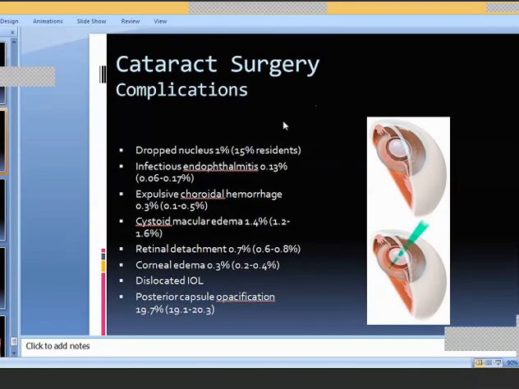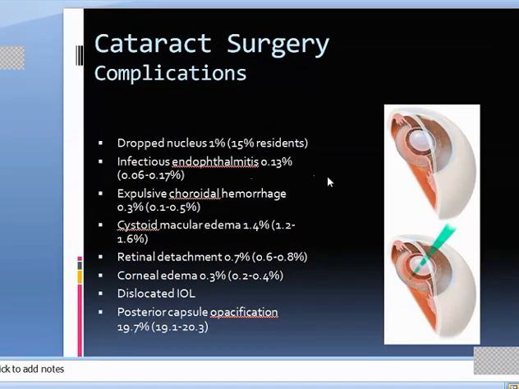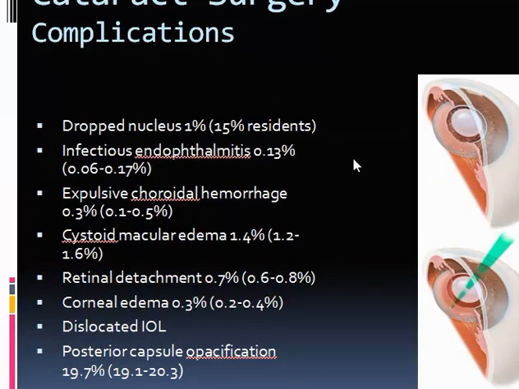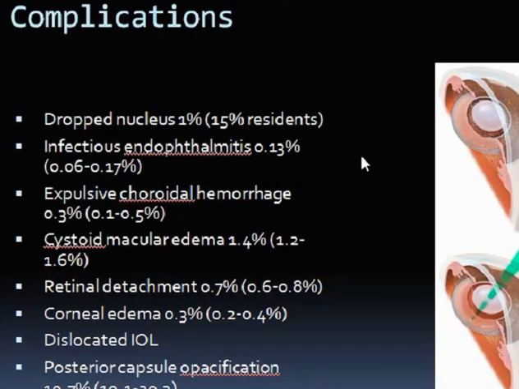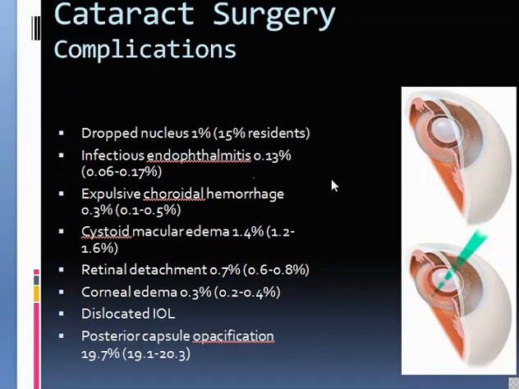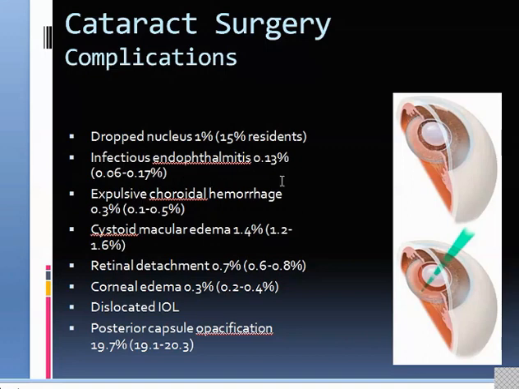And then cataract surgery, what are the complications associated with the cataract surgery? During surgery, the nucleus may be dropped, and the incidence is 1%. And there may be chances of infection when we do not take precautions. I already told you that iodine should be instilled and also a broad spectrum antibiotic should be given to alleviate any subclinical infection. Otherwise, there are chances of infectious endophthalmitis, which is about 0.13%.